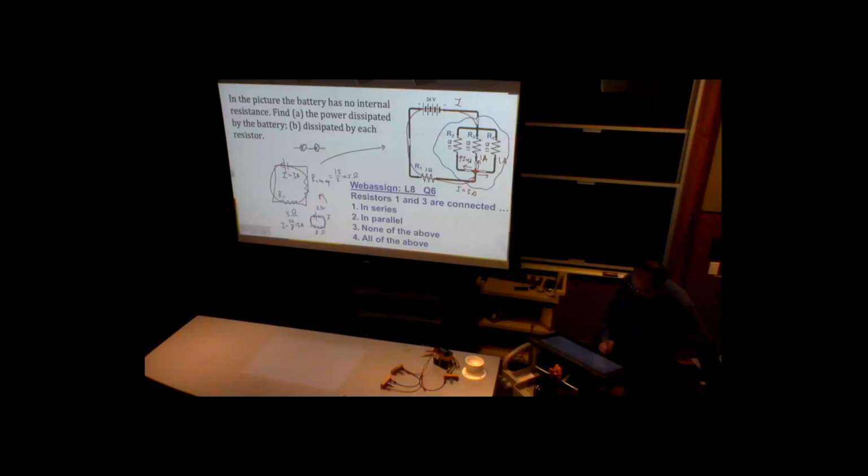What else can we calculate? Well, it says calculate the power. Well, the power of the battery. We can do it right now because we know the current traveling through the battery, and we know the EMF of the battery. 24 times 3, 72.